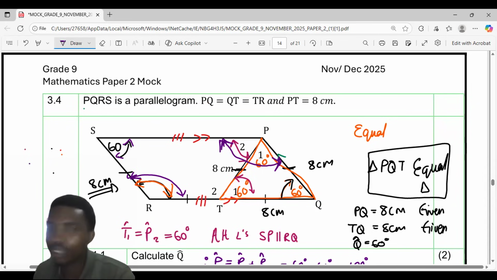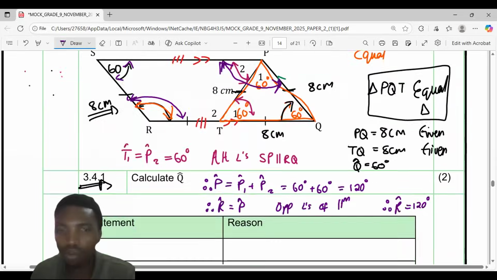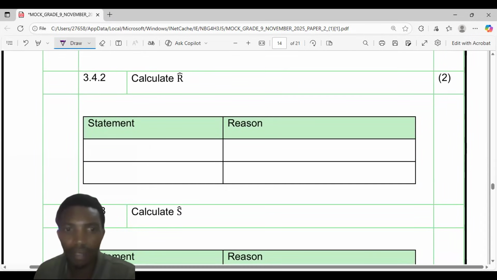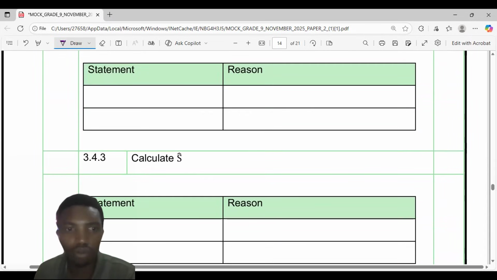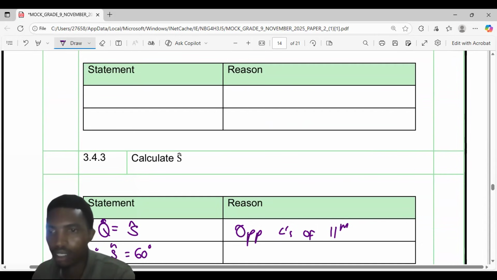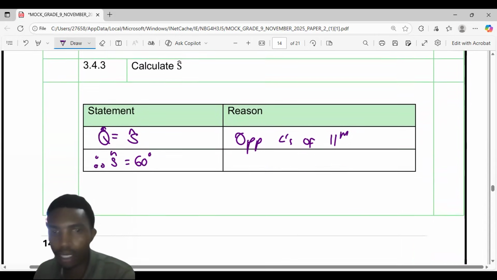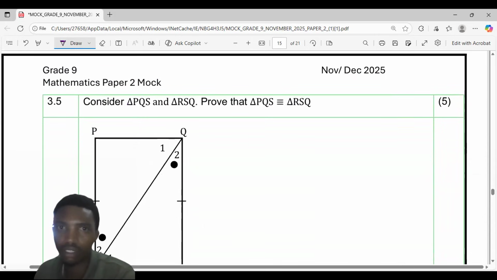They're equal. So you can simply say angle Q is equal to angle S. The reason is that they are opposite angles of a parallelogram. Therefore, angle S is equal to 60 degrees. Done. You don't have to do a big calculation.